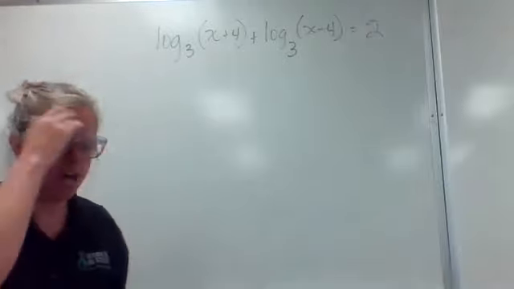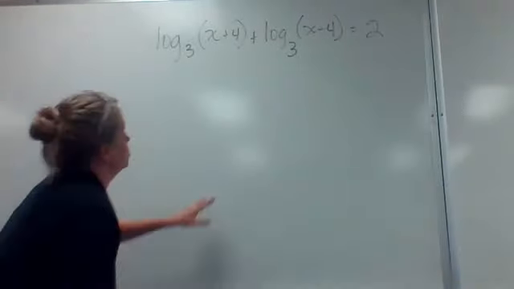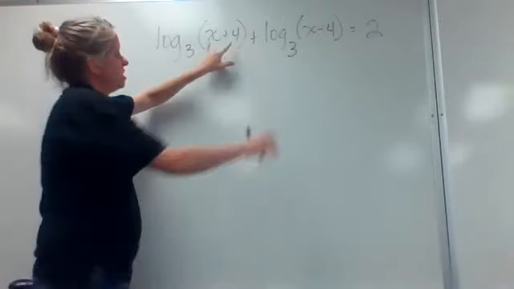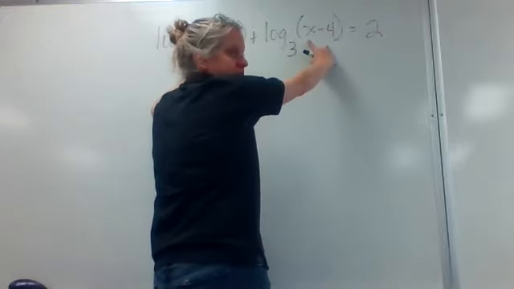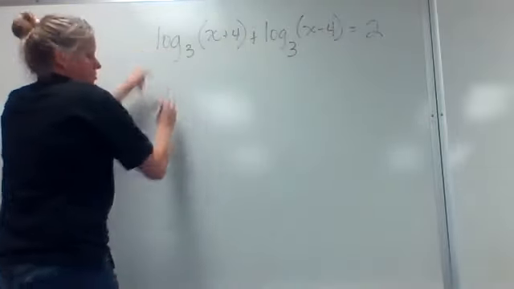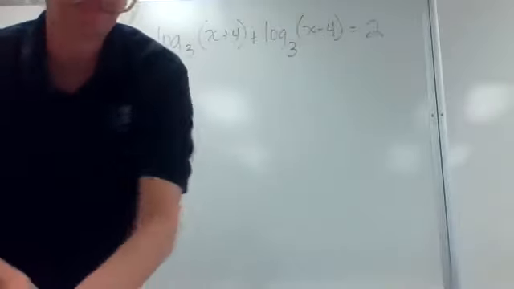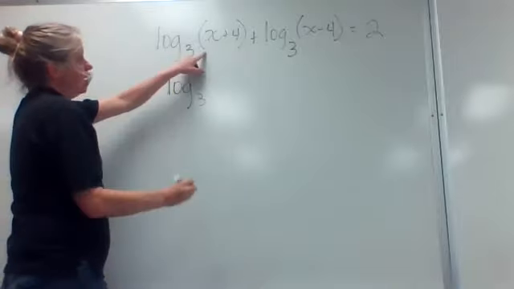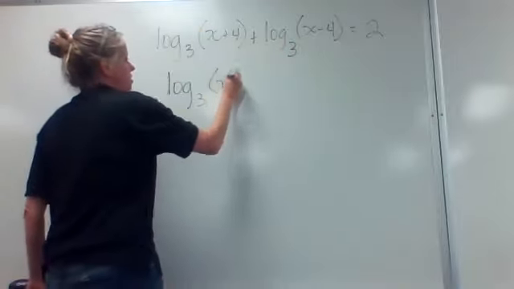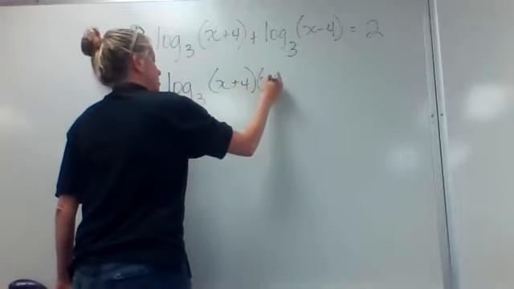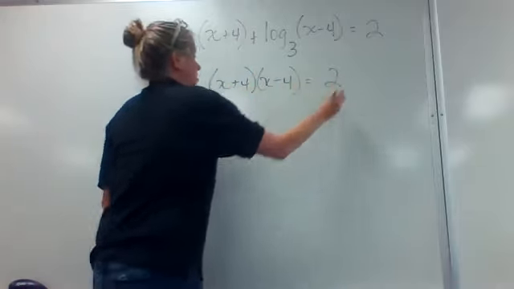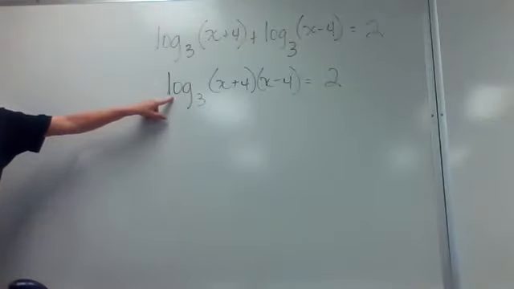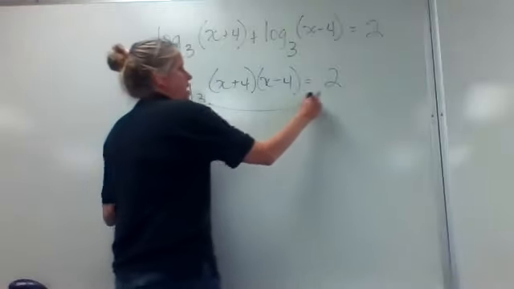Okay, so finishing this one up. First things first is I'm going to rewrite this left side as a single logarithm. Since it's plus, it's going to be x plus 4 times x minus 4. So log base 3 of x plus 4 times x minus 4 equals 2. So I do just have one logarithm in the whole equation, which means turn it exponential.